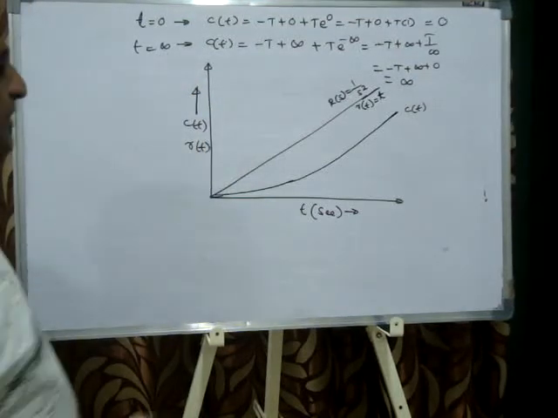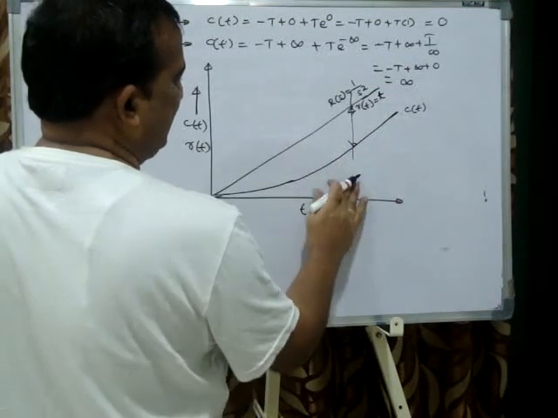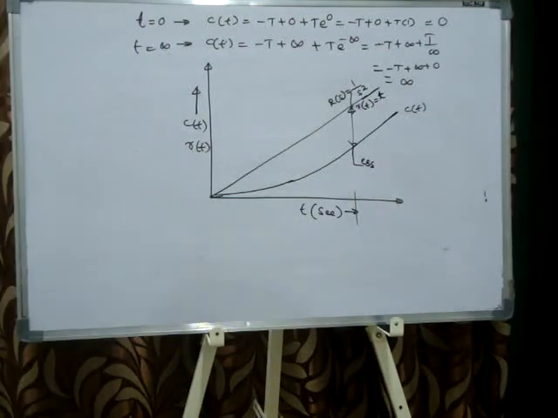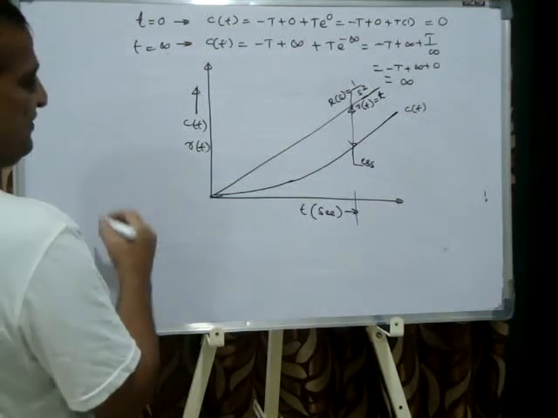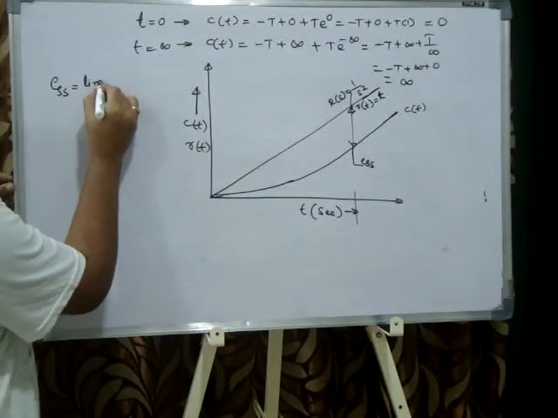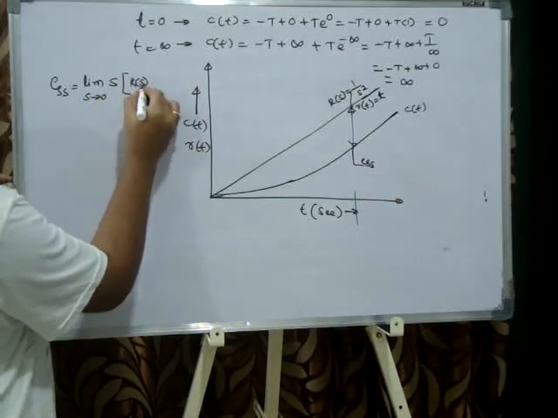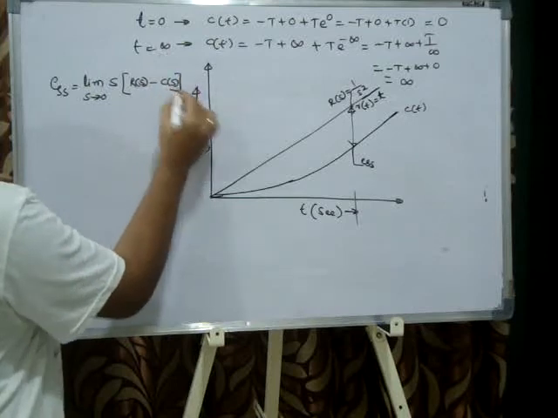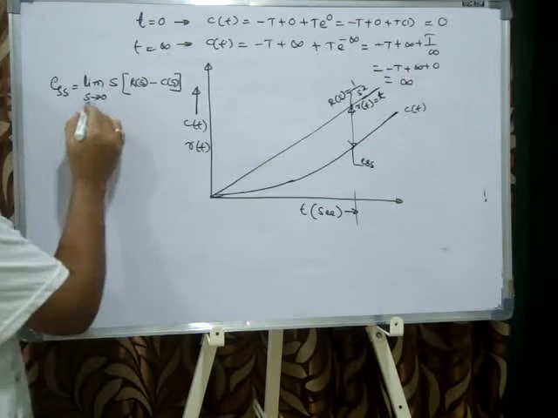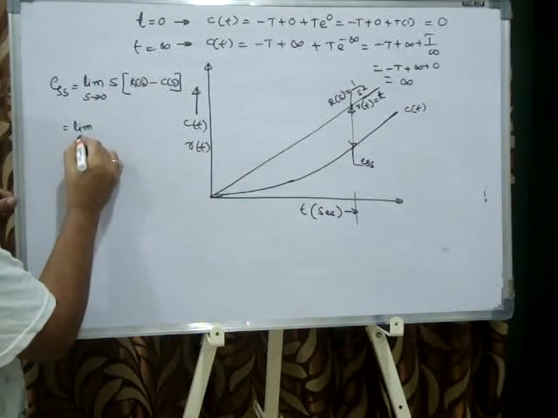Now after sufficient time I can see the error. After sufficient time, what is the steady state error? Already we have seen it in the previous class. What is the steady state error? The error after sufficient time. We will find the steady state error. E_ss is equal to limit s tends to 0. This is the formula for steady state error, the difference from input to output. After sufficient time, t equal to infinity means s is equal to 0.